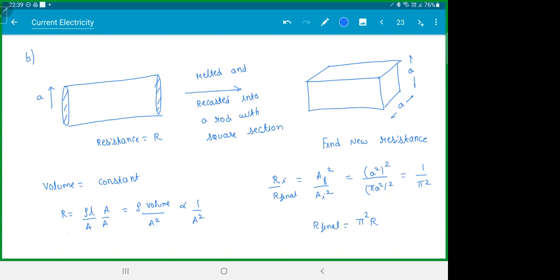Same thing you could have done like this also. Resistance is rho L by area. You can multiply and divide by length and length. If length is given, it becomes rho L square by volume. So use this if length is given. Clear? Do check this out. So that is some of the questions on the theory.